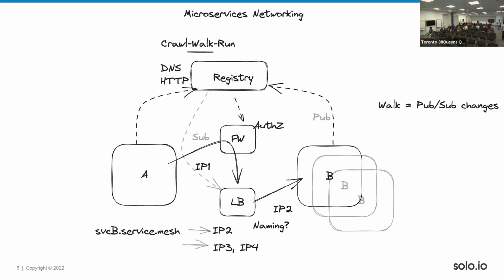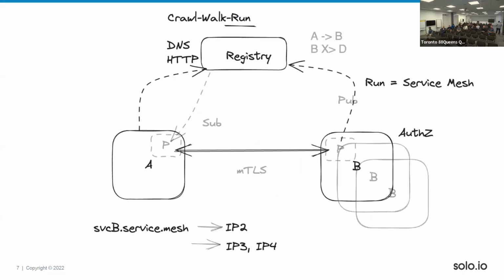So any routing changes actually get pushed out to the load balancer. And now we have more of a dynamic flow of updating our load balancer or potentially firewall rule with any changes to this. So on top of the service registry, we've added more of a pub sub flow to our networking flow. And then the last phase is the run phase.